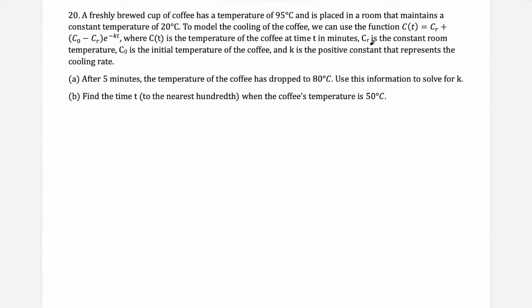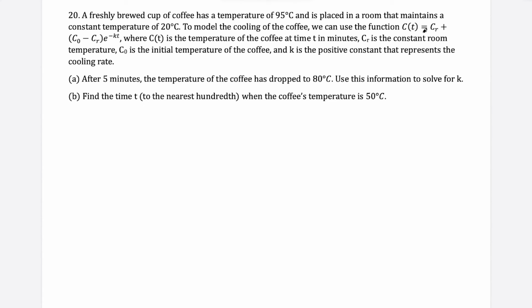C sub R is the constant room temperature. C sub 0 is the initial temperature of the coffee, and K is the positive constant that represents the cooling rate. So for part A, after 5 minutes, the temperature of the coffee has dropped to 80 degrees Celsius, and we need to use this information to solve for K. So for questions like this, I really take my time setting them up.